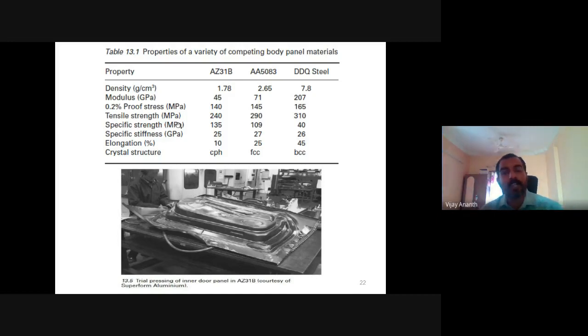More and more components are formed through this superplastic forming, right? This is a component, a car inner door. It is trial based. The inner door is formed through superplastic forming of magnesium alloy.